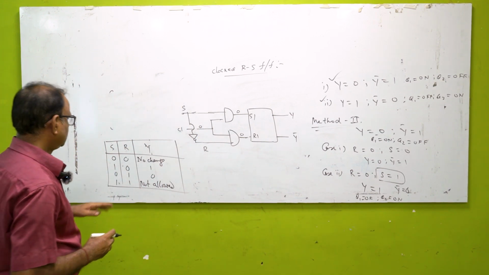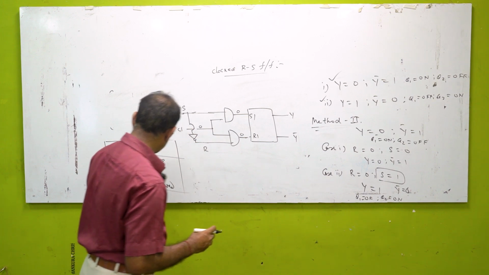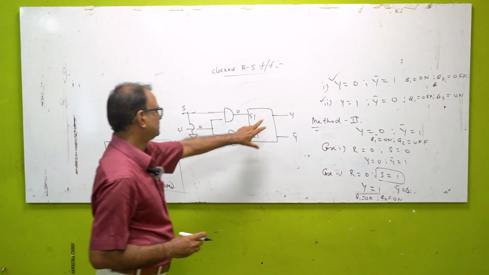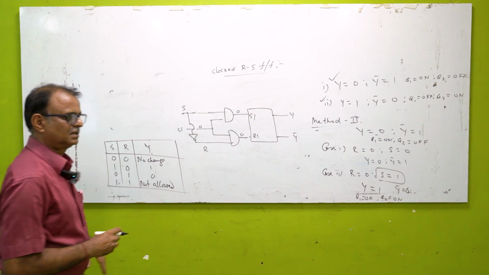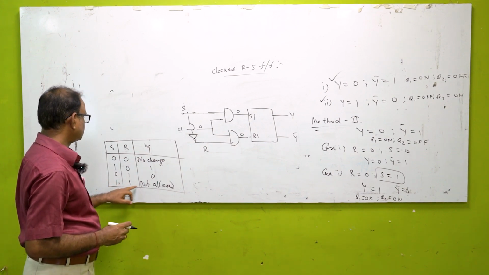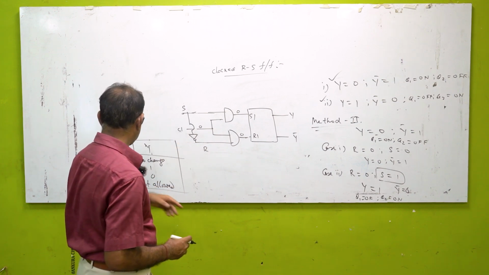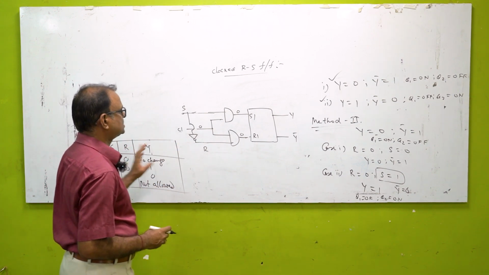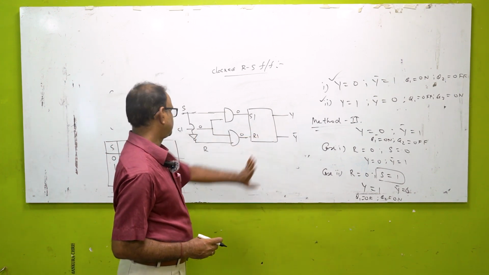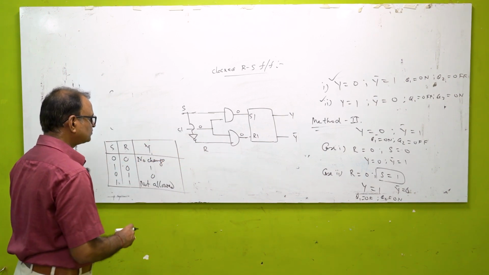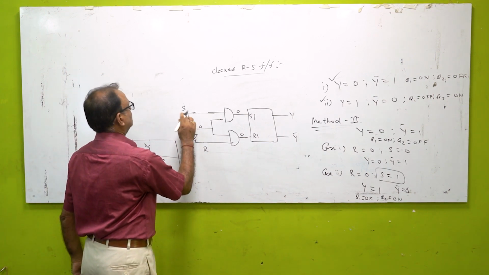You see. In the last case, we have seen that when both the two inputs are 1, 1, the output is uncertain. It's not allowed. 1, 1 is not allowed. When both S and R are 0, then also the output is uncertain. There is no change. Uncertainty means there is no change. Now look what happens.